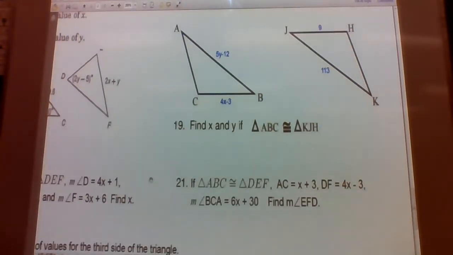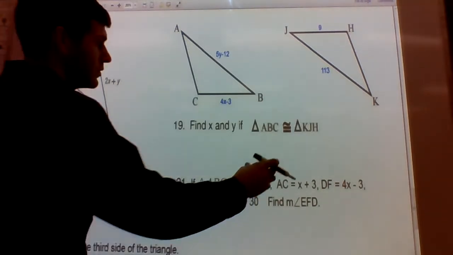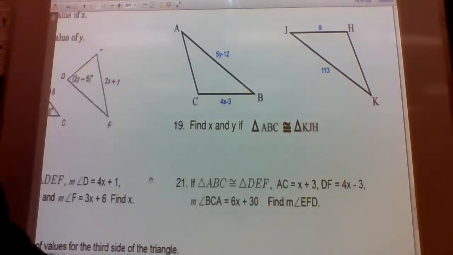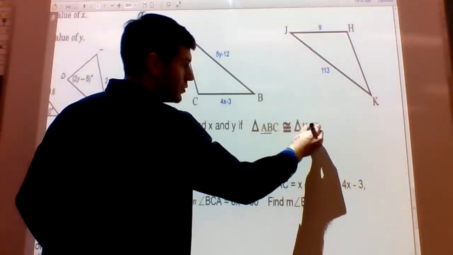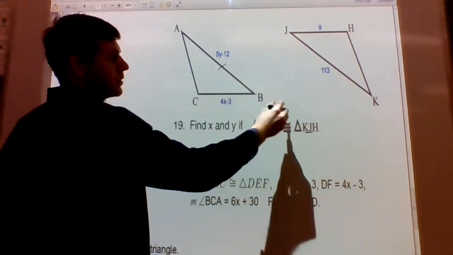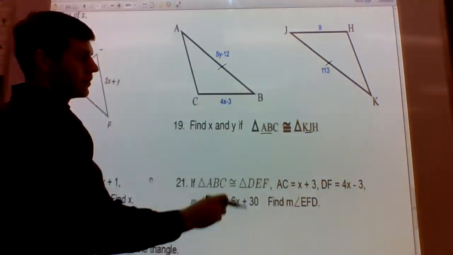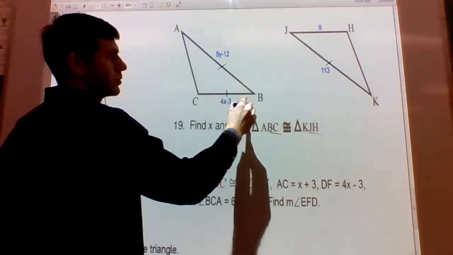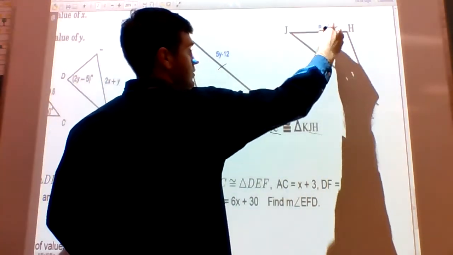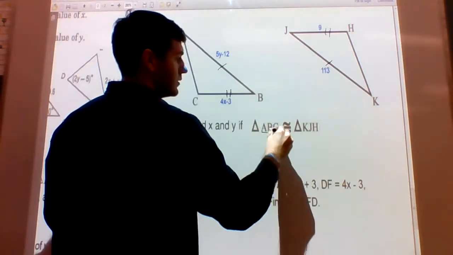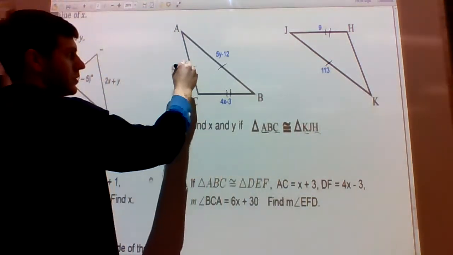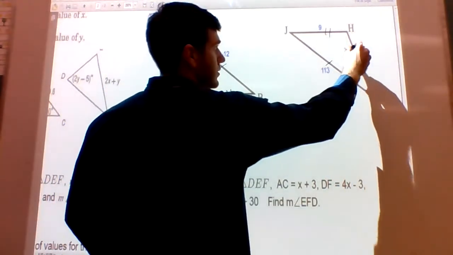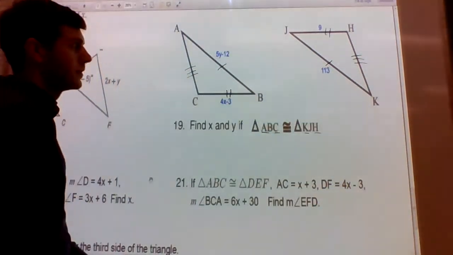Next problem. It's telling us triangle ABC is congruent to triangle KJH. So we know that AB is congruent to KJ, BC is congruent to JH, and AC is congruent to KH.